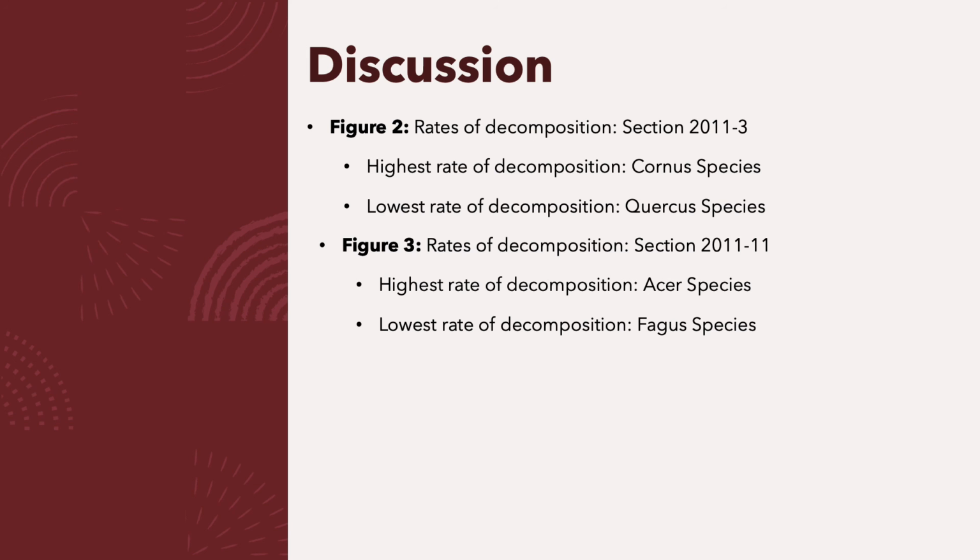It was hypothesized that the Fagus sylvatica species would have the lowest rate of decomposition, and the data collected in this experiment supports this theory. It was hypothesized that the Fraxinus americana species would have the highest rate of decomposition, and this was not supported by the data in this experiment. But instead, the data suggests that the species with the highest rate of decomposition was the Cornus stolonifera species.